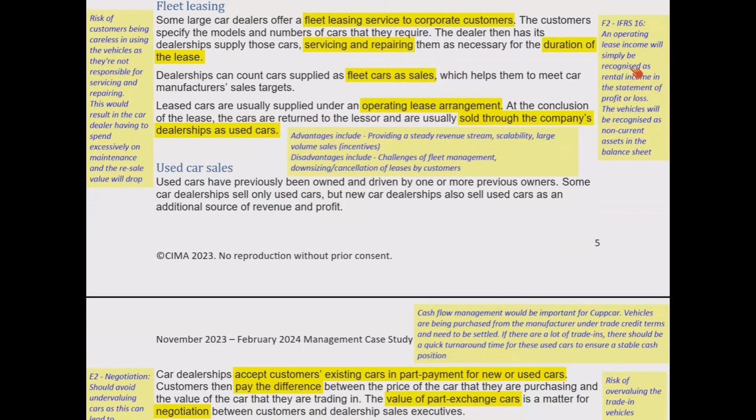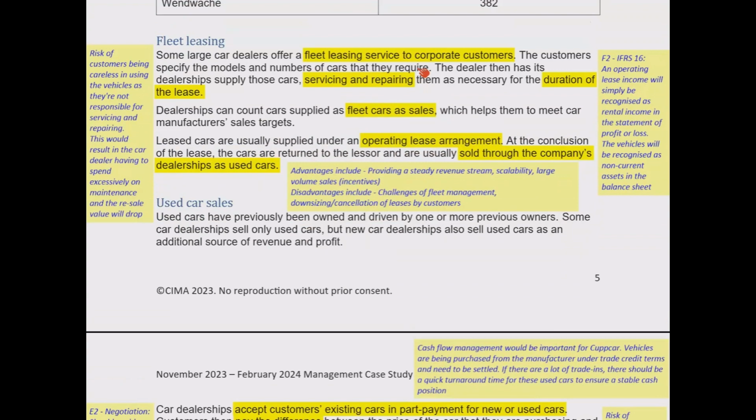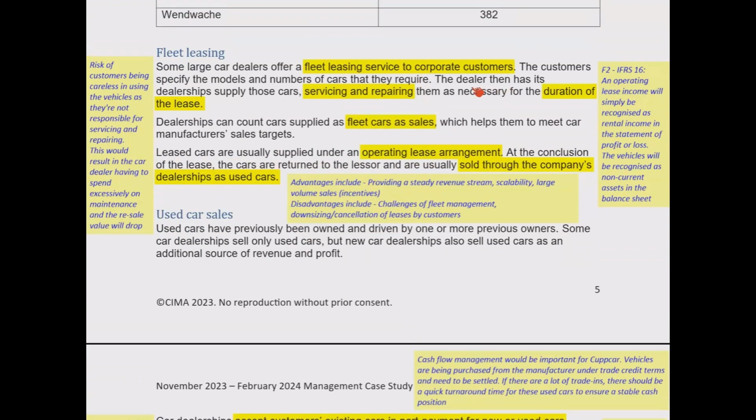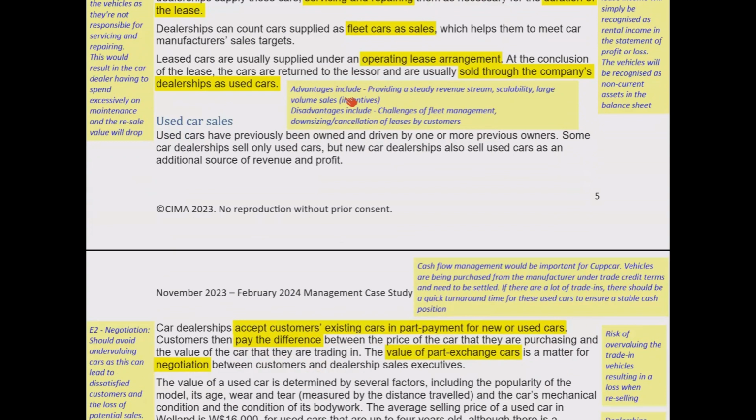And you need to make sure that you would know how to explain what the accounting for that means. And also, I would suggest, would you be able to explain how you would account for it if it was actually a finance lease? Perhaps there is a proposal in the exam that one corporate customer would like to do some kind of fleet leasing agreement, but it's going to be arranged as a finance lease, not an operating lease.